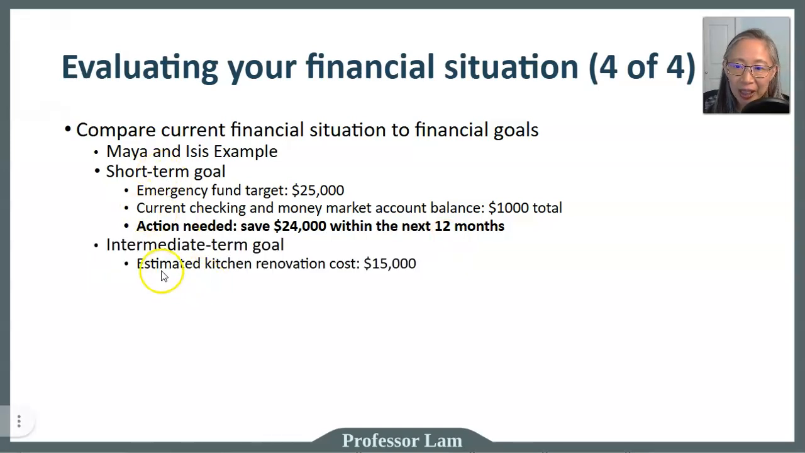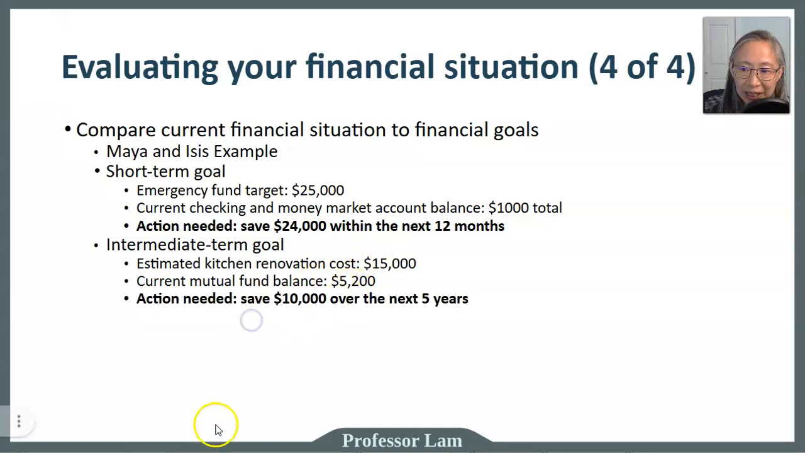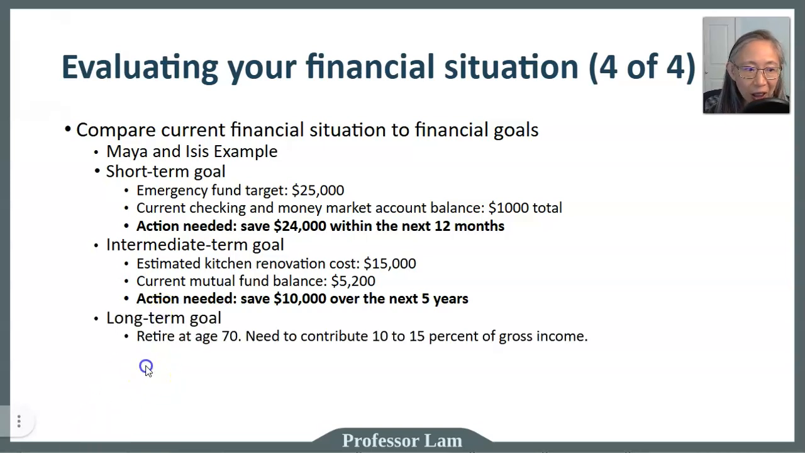Their intermediate goal is to renovate their kitchen. This is going to cost $15,000. Currently, they have a mutual fund balance of $5,200. That means that they need another $10,000 over the next 5 years. Their long-term goal is to retire at age 70. Based on their estimate, it is determined that they need to save about 10 to 15% of their gross income. This is a general guideline for most people, to save 10 to 15% of your gross income so you can have a target retirement age of somewhere between 65 and 70 years old.